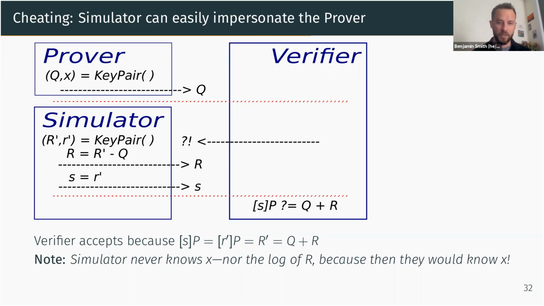So the simulator here, when they're cheating, doesn't know the discrete log, but the really key thing here is that they don't know the discrete log of the point they've published either. They've sent out this point R, but they don't know its discrete log. The verifier doesn't know that. They take R and they take Q, they add them together, and what they're going to get then is big R prime, and so the S that they see is going to be the correct discrete log, and they're going to accept this so-called proof.